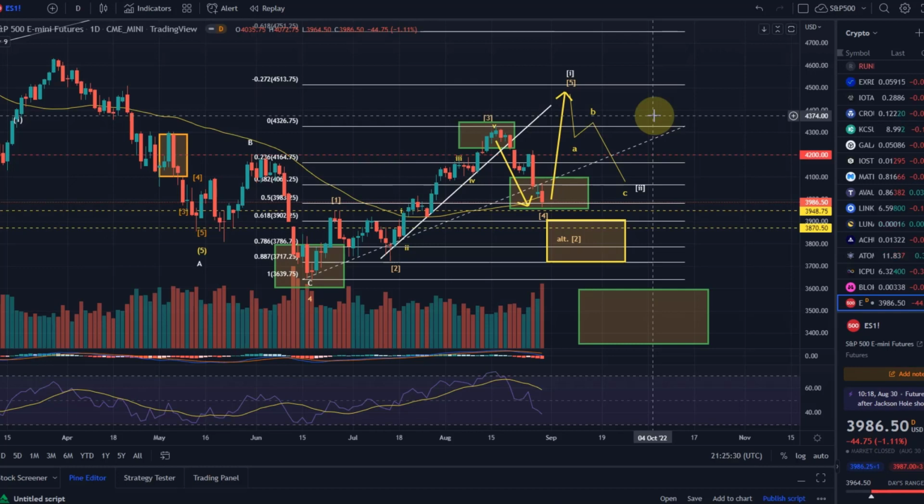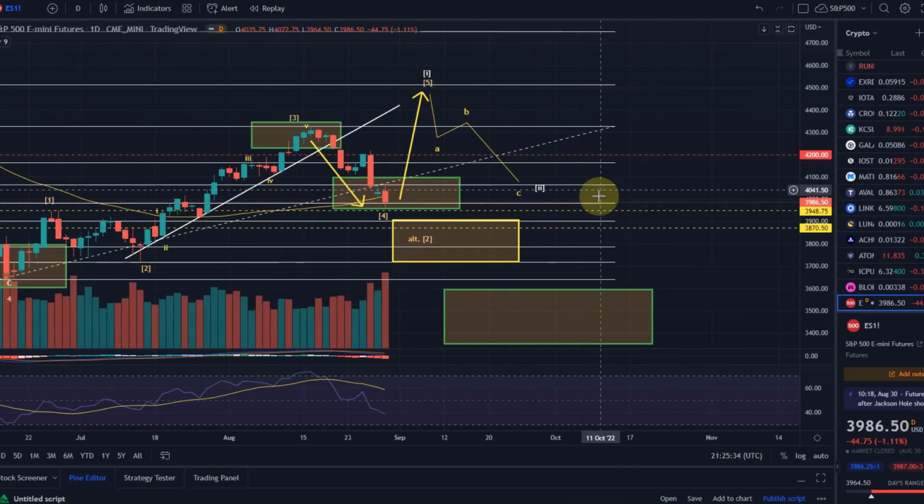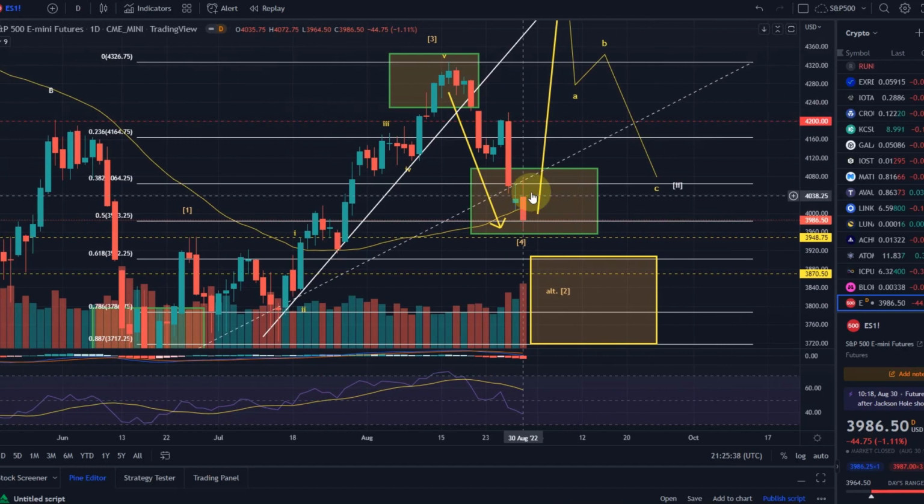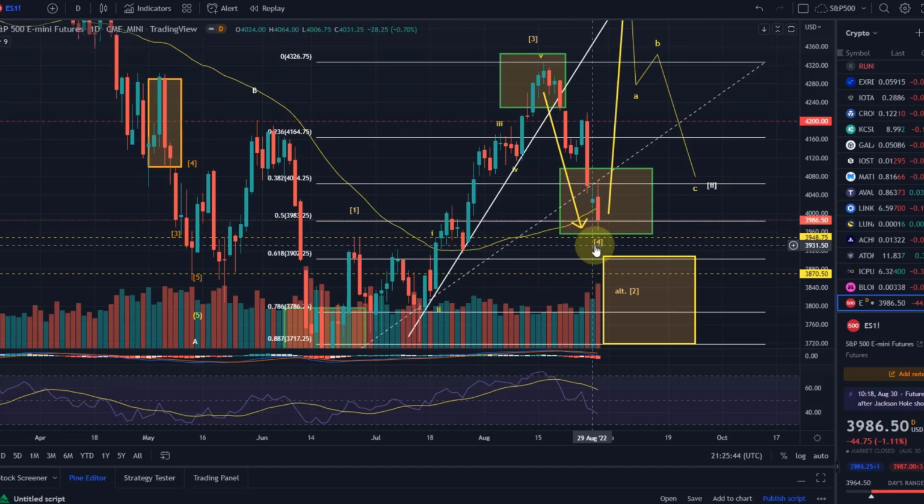Okay, that's my update about the S&P 500. These are the key levels that are now of relevance. If we now leave that target area to the upside, so if we break above $4,100, then we could assume that the wave 4 is finished and that the bottom is in. Until that's the case, both possibilities are there, wave 4 or wave 2.